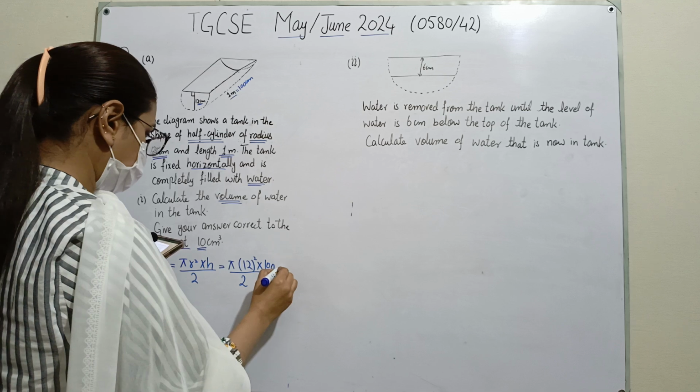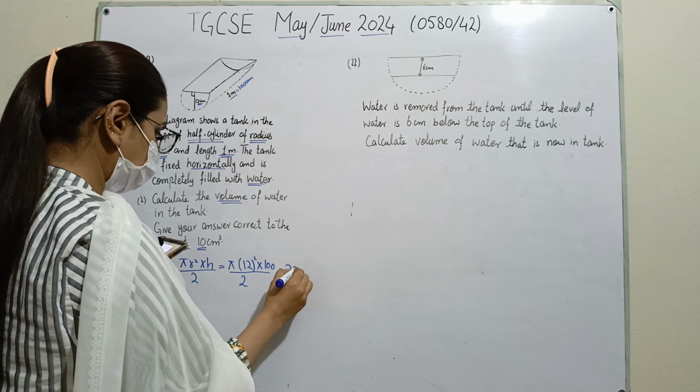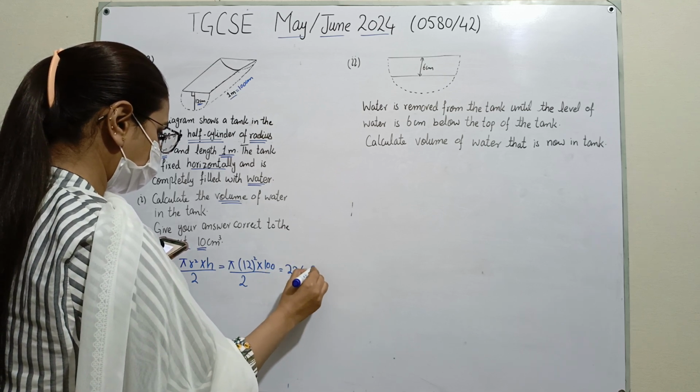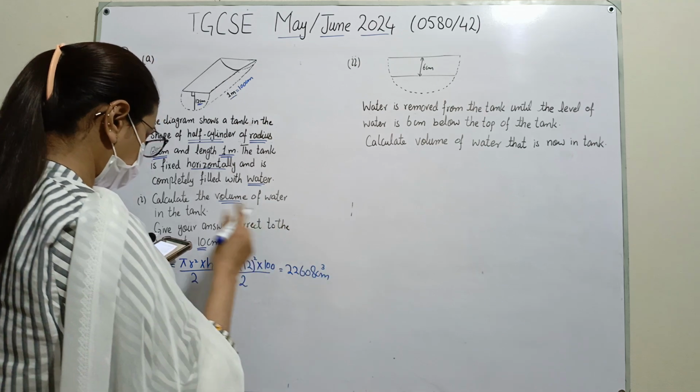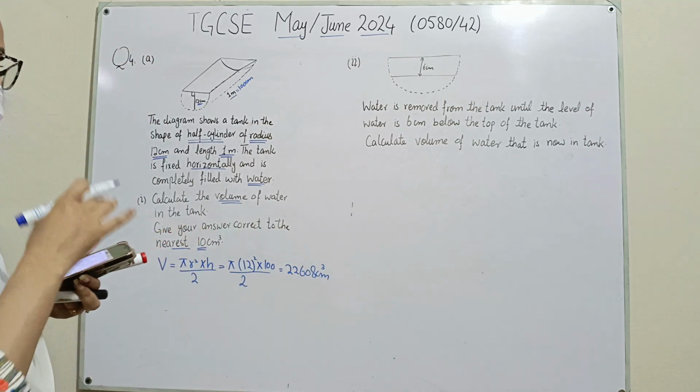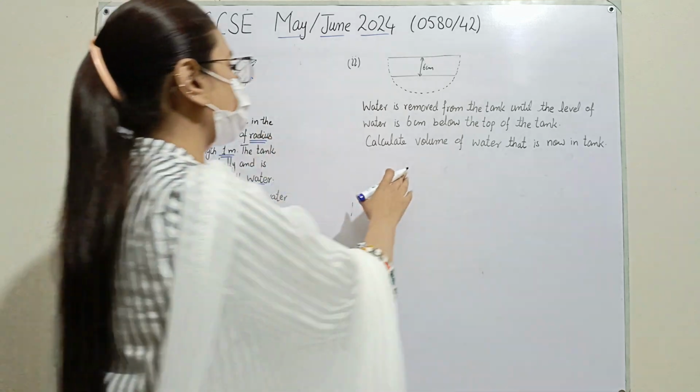After solving on the calculator, you will get the answer 22608 centimeter cube. This was the question which he was asking from you. Let's move toward the next question.